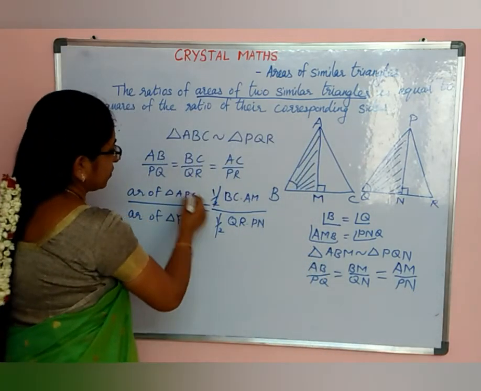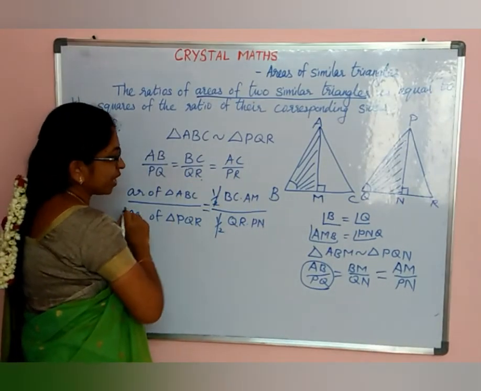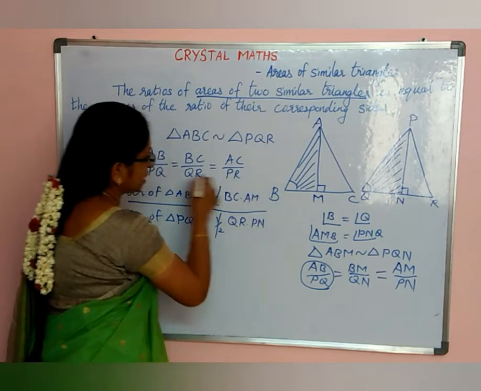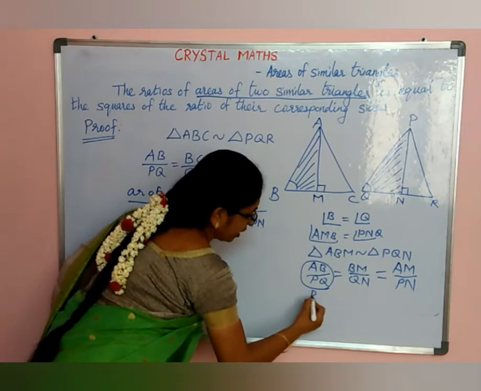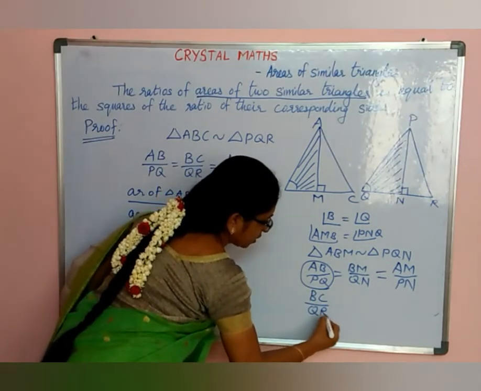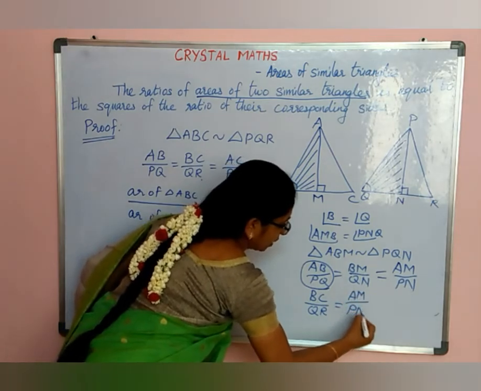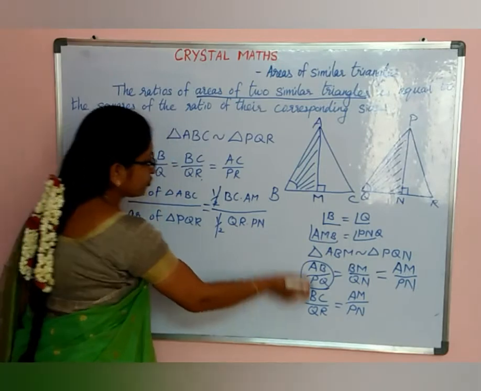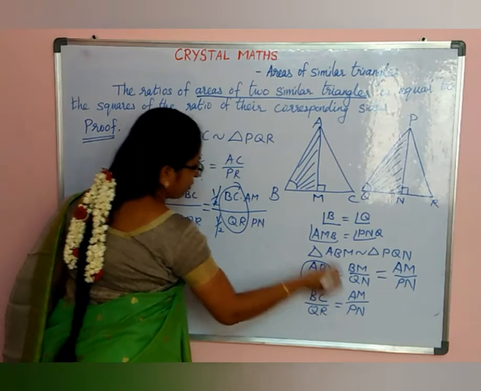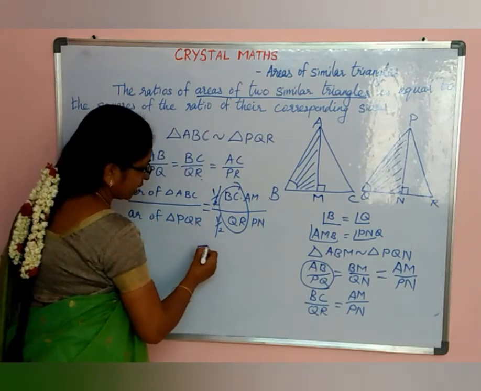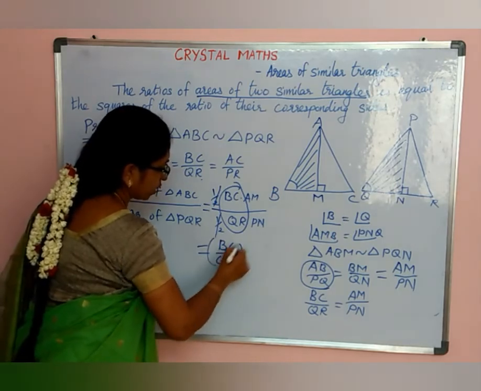So, look here. AB by PQ equal to BC by QR, which follows from the earlier similarity. So we can write BC by QR, and the last one, AM by PN. Now I am going to substitute over here. If we substitute the value of AM by PN in this place, we are going to get BC by QR the whole square.